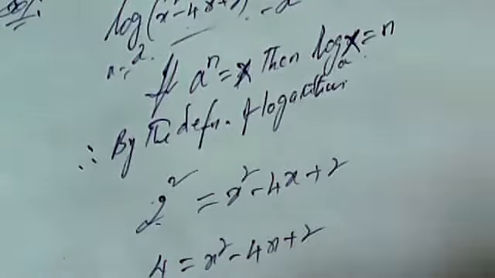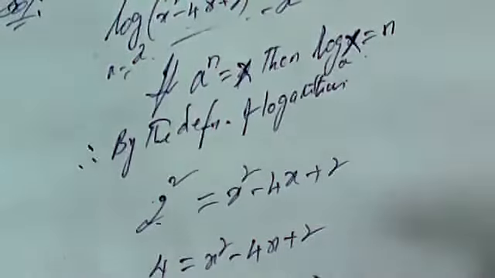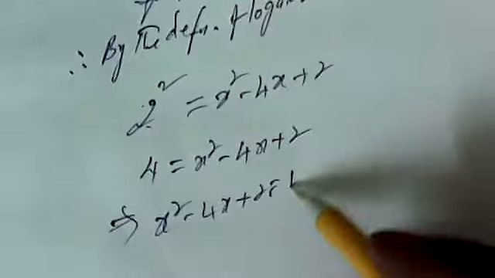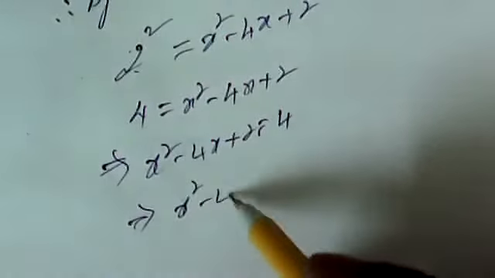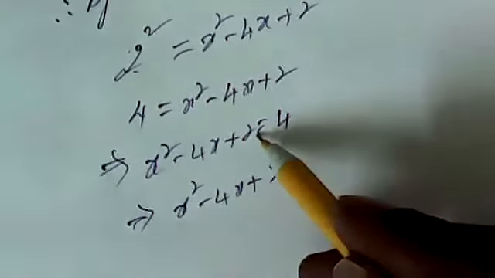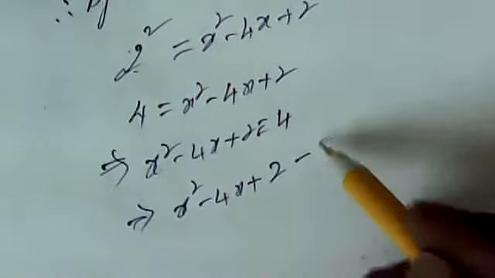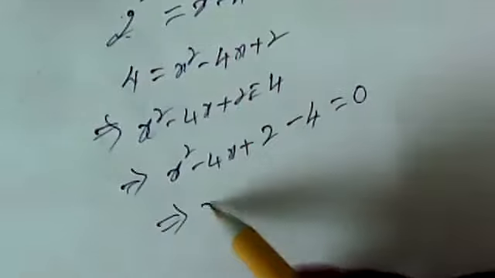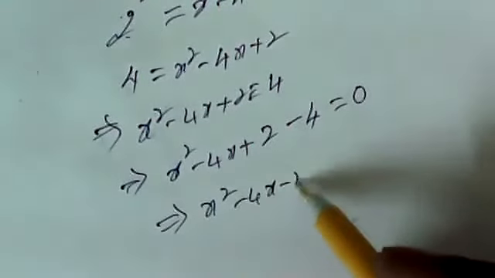This in turn implies, completely interchanging, x square minus 4x plus 2 is equal to 4. So x square minus 4x plus 2, when you bring this 4 to this side, it will become minus 4, equal to 0. This in turn implies x square minus 4x minus 2 is equal to 0. This is what we got.